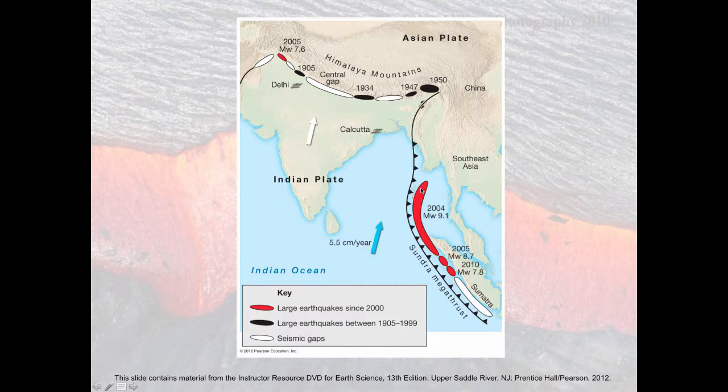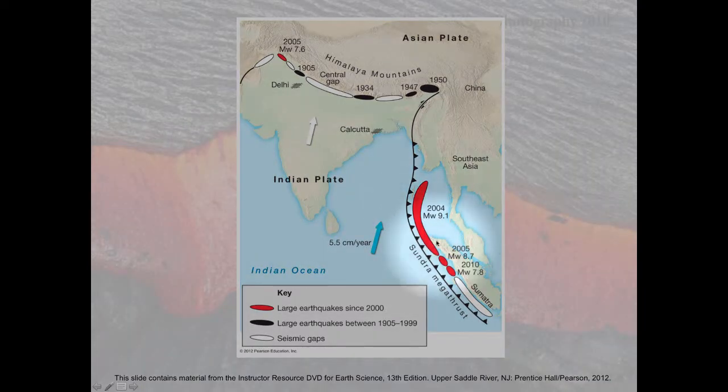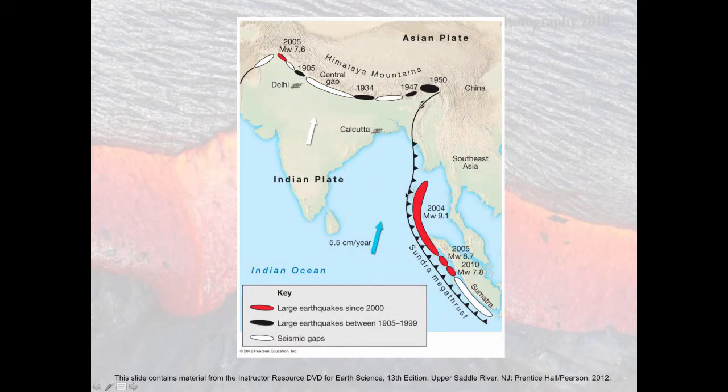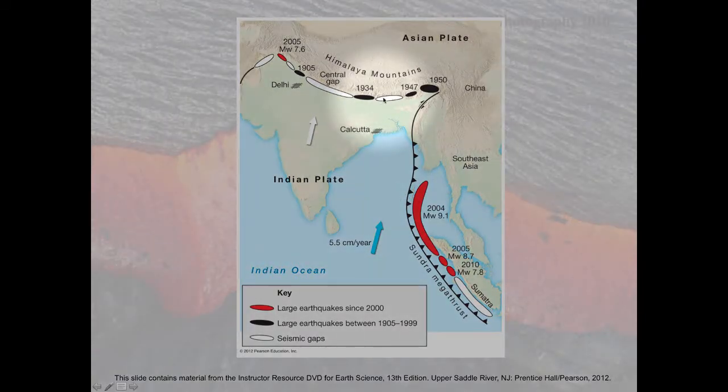And that would imply that energy is stored up. So in this area we've had of the Sunda megathrust, which is near the Indian and Himalayan continental collision. You see lots of large magnitude earthquakes happening in the last 14, 15 years since the year 2000. And then the black areas represent large earthquakes that have occurred 1905 to 1999. Now, the white areas indicate areas where there have not been any earthquake foci mapped.